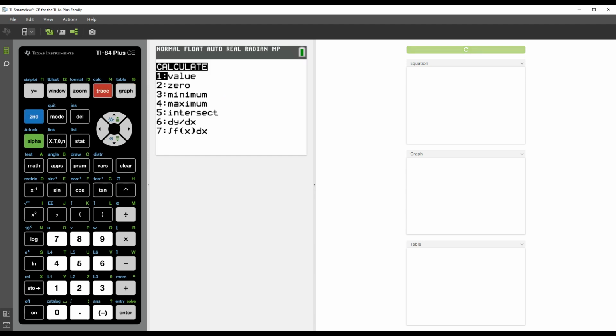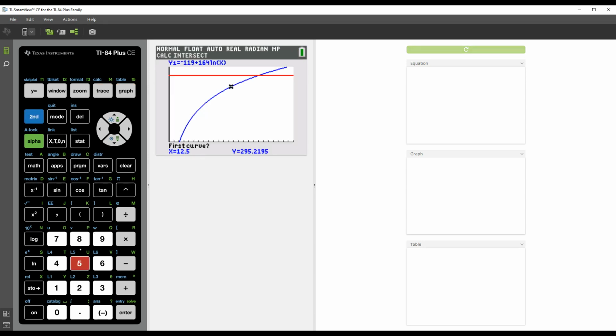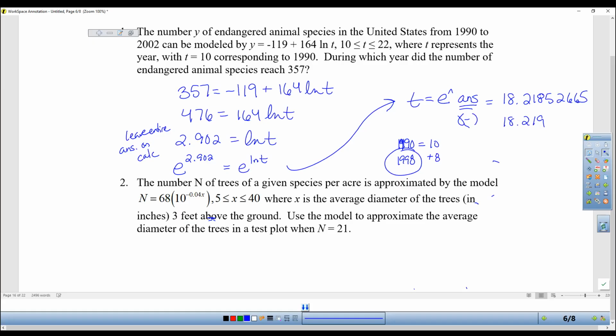Second, calculate. Intersect is number 5. First curve is that one. So you just hit enter, it's kind of like saying yes. They're saying, is this your second curve? Yes. Would you like to make a guess? I do not. They only intersect once. I can just hit enter. And there it is. Just what we thought, 18. So it's a great method if you'd like to use it.